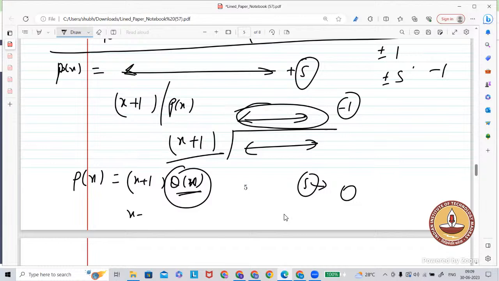Again you will get some number. Let's say again you got x plus 1, and then it becomes x plus 1 whole square, times some other factor. Again do the same. These are repetitive things you have to repeat.